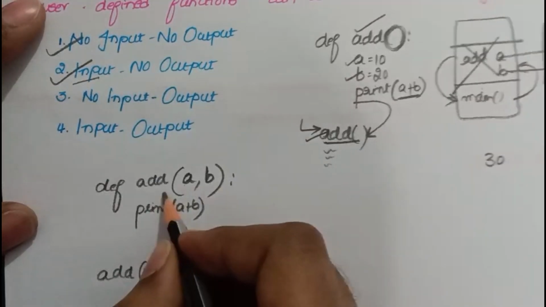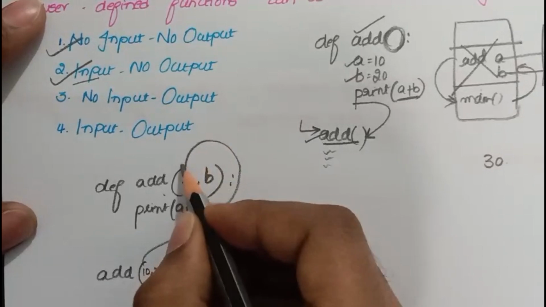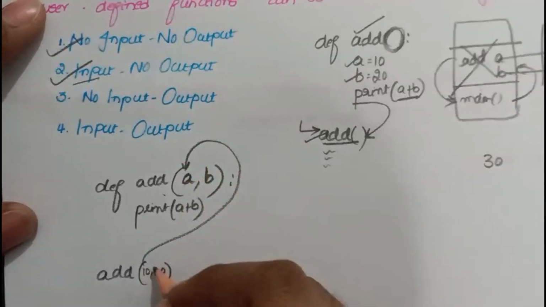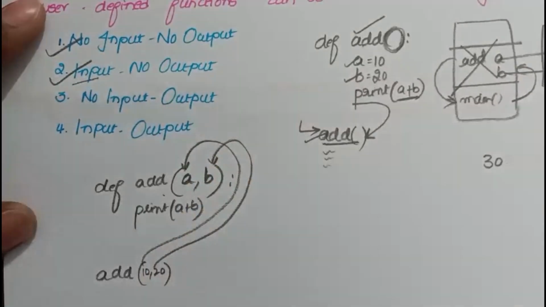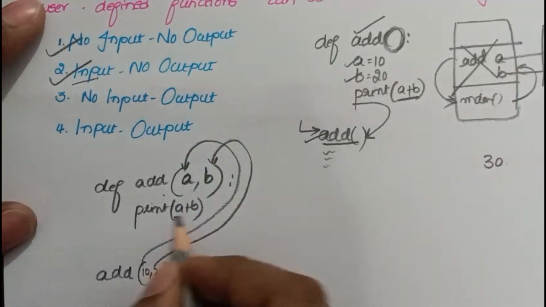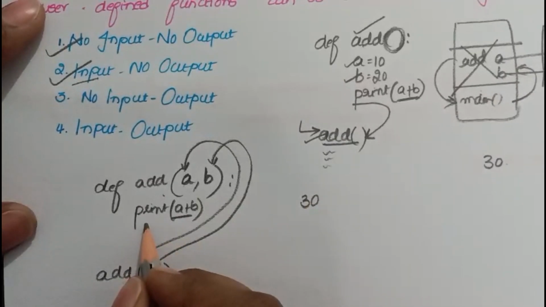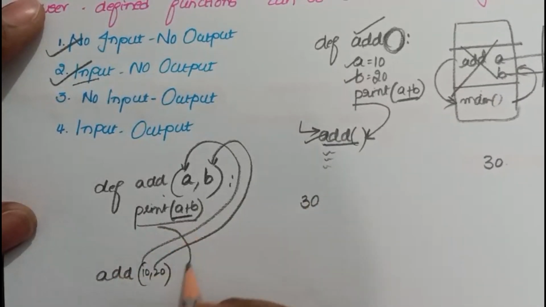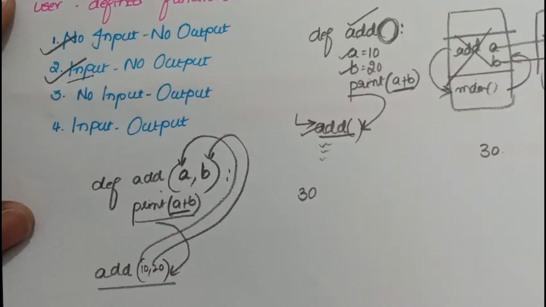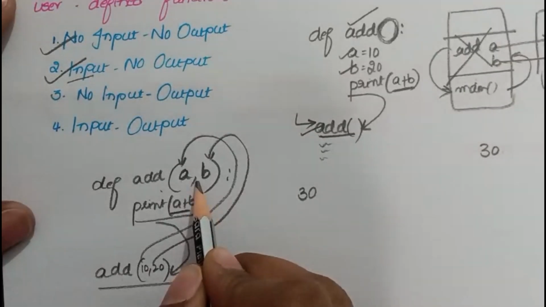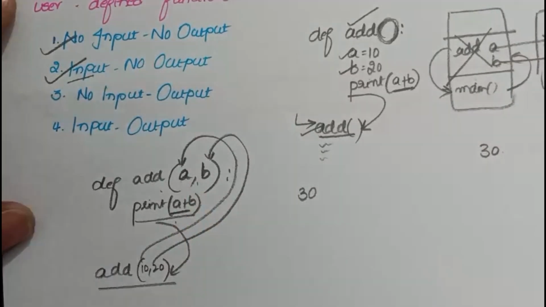So what will happen now? When you call this function, 10 will get stored in variable a, 20 will get stored in variable b, and the sum of a and b is printed as 30. Control of execution will come back to the main function. Our program will get terminated. This is the second type. We are having input but no output.